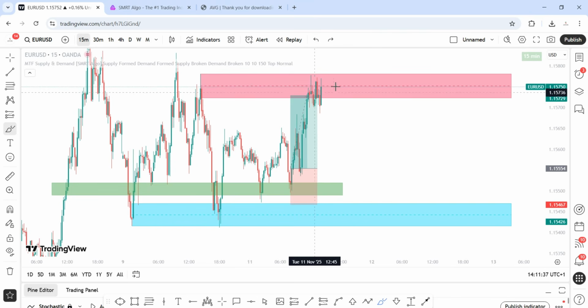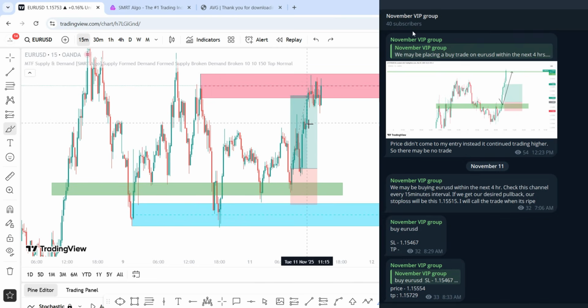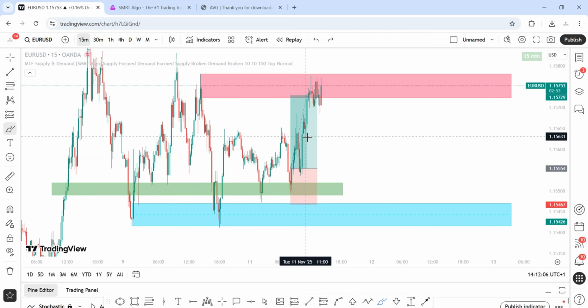Now you can see that price is at this supply. Is it going to drop off? Only time will tell, right? But even if it fails, it has played out in the past. You've made money. You can't win them all. This is actually a different trade. We took this during the signals. You can see the screenshot. But let's go back to the video.